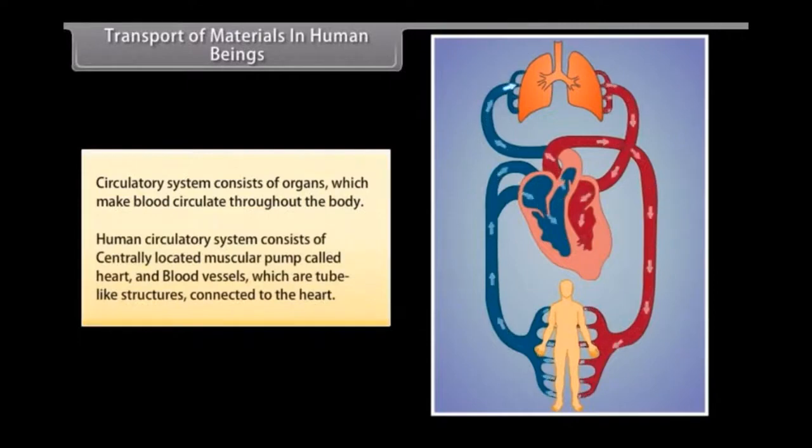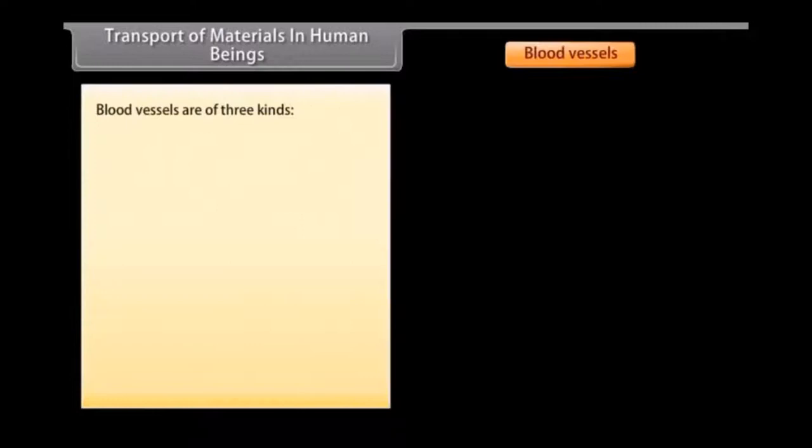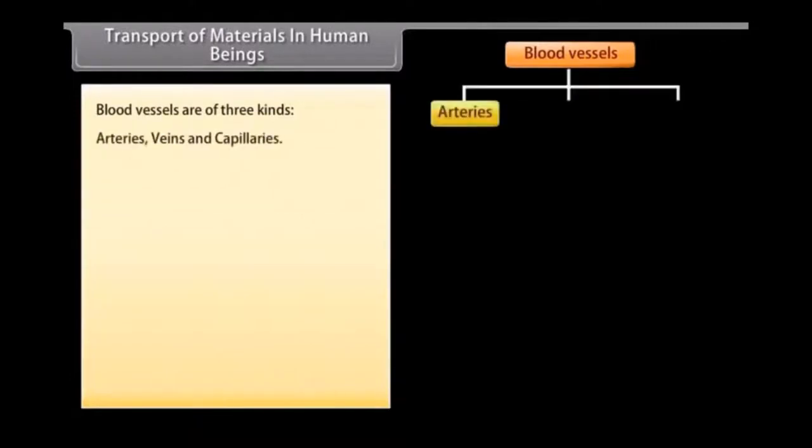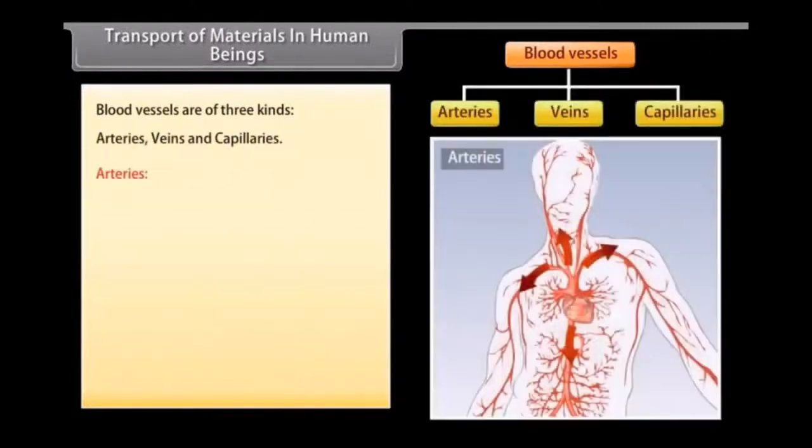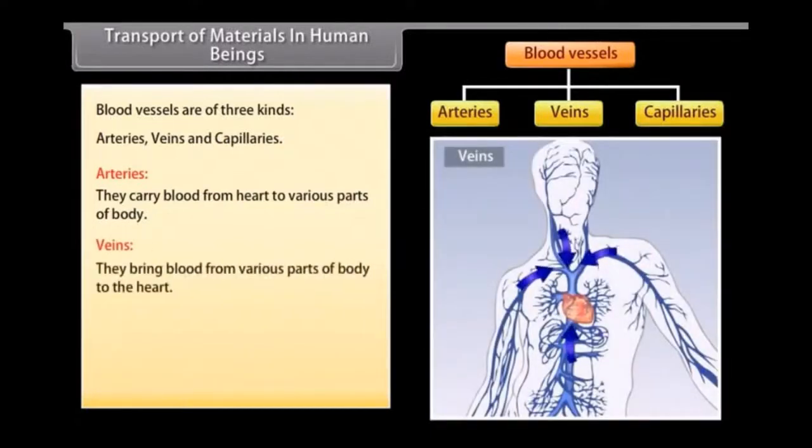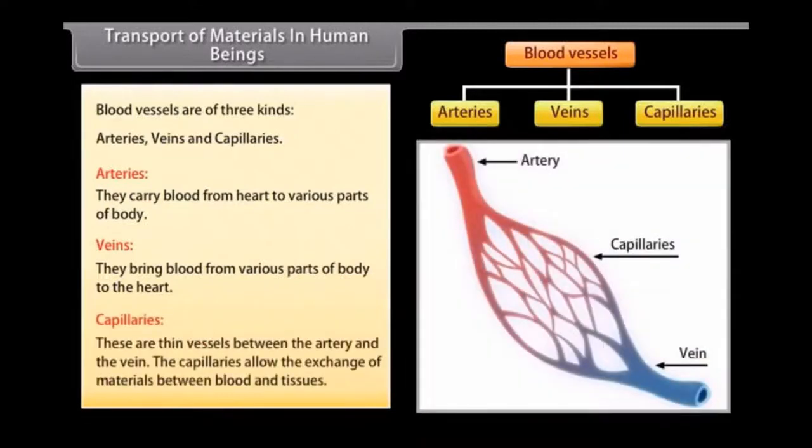Human circulatory system consists of a centrally located muscular pump called heart and blood vessels, which are tube-like structures connected to the heart. Blood vessels are of three kinds: arteries, veins and capillaries. Arteries carry blood from heart to various parts of the body. Veins bring blood from various parts of the body to the heart. Capillaries are thin vessels between the artery and the vein. The capillaries allow the exchange of materials between blood and tissues.